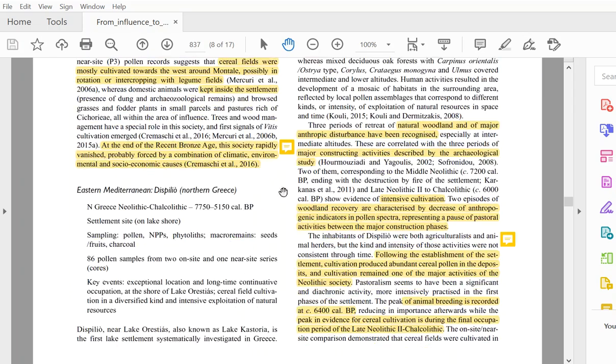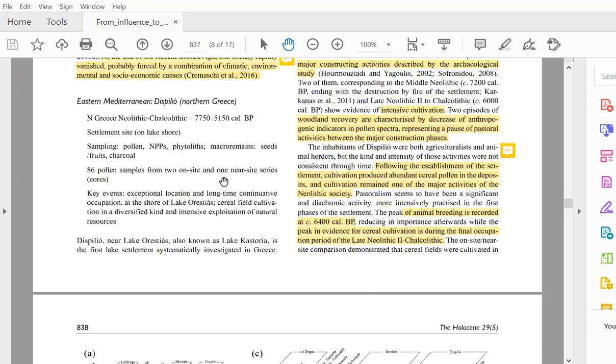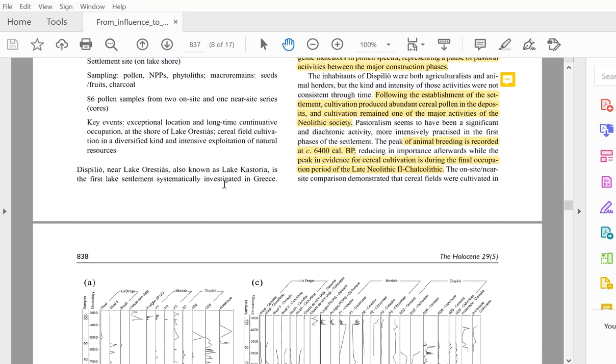But as you can see, there's a lot going on in each of these sites. And so I need you to read through and really understand.